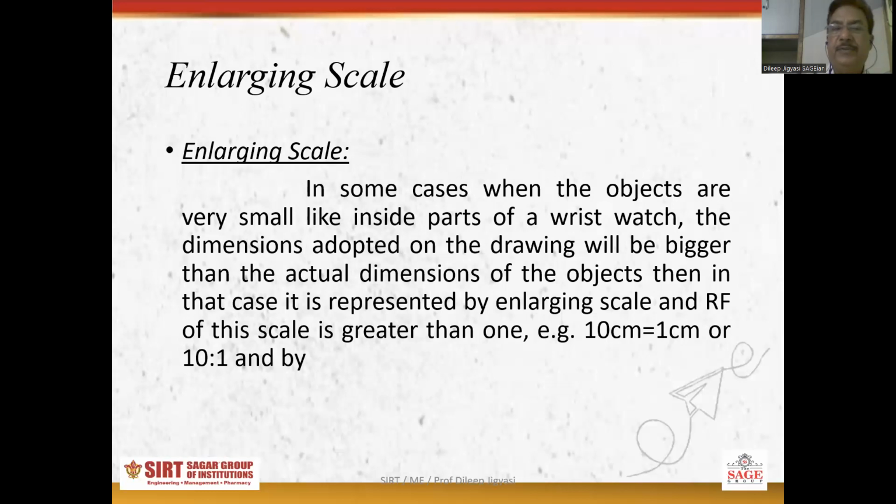Or you can say, if I say 10 centimeter equals 1 centimeter, then the 10 centimeter will be the drawing length and the 1 centimeter will be the actual length. So the RF will be 10 is to 1.